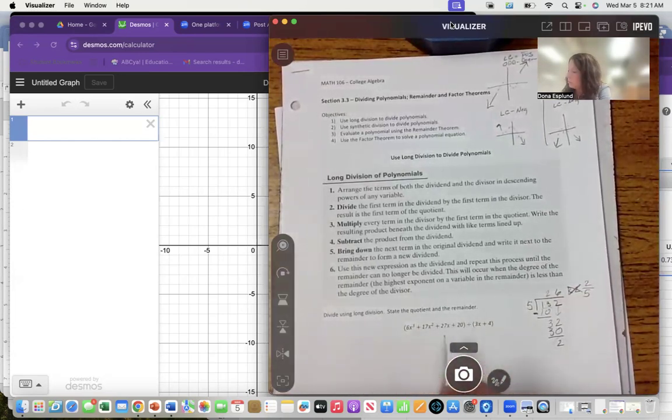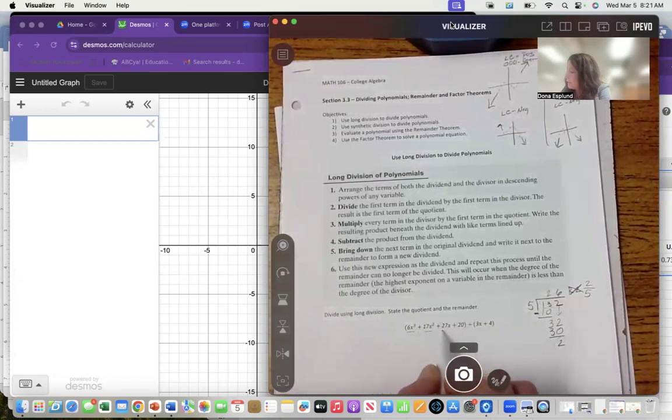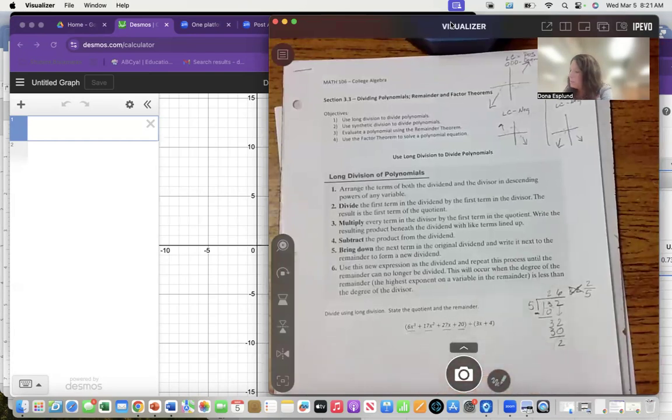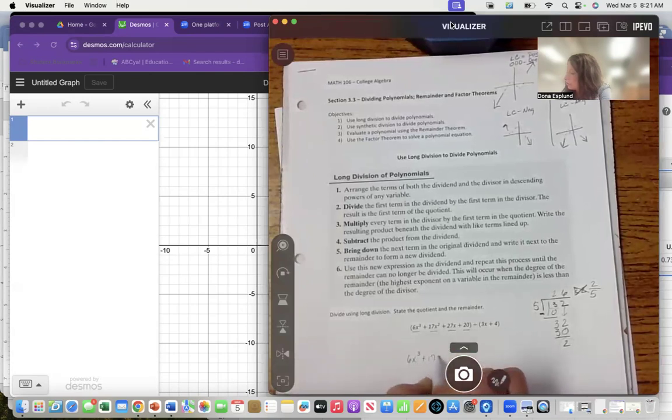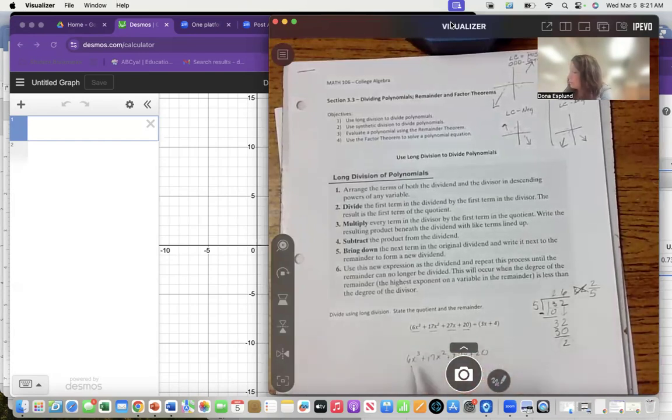Now, a couple of things you need to remember: I need to have every term in descending order represented, like I had my place value here. So if by chance I didn't have an x term, I've got to make sure I have a place for it, so I put a 0. But in this case, I'm just going to write 6x to the third plus 17x squared plus 27x plus 20. So again, writing them in standard form, in descending order, and then I'm going to divide all of that by 3x plus 4.